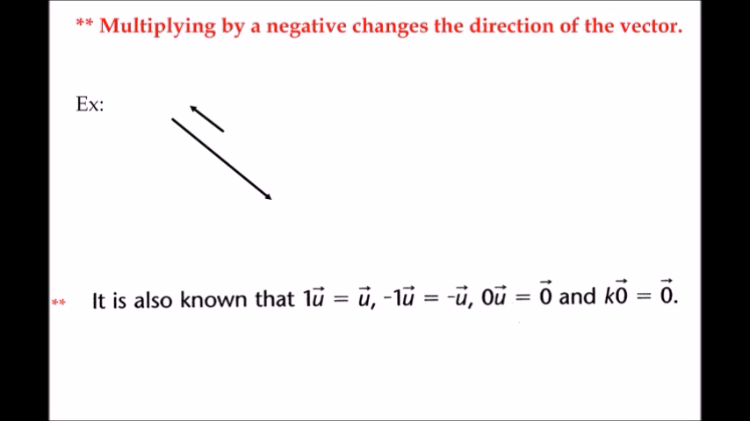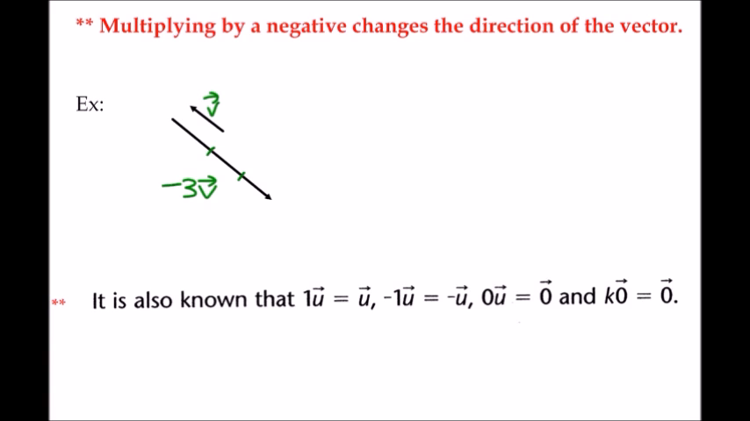If you multiply by a negative, it's going to change the direction. So for example, this is your v, and you can see it's there 3 times, but in the other direction. So this is negative 3v, because it's going the other way around.